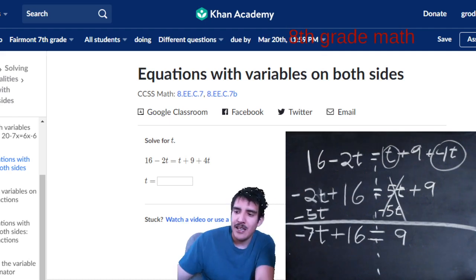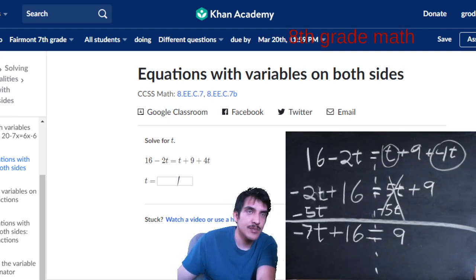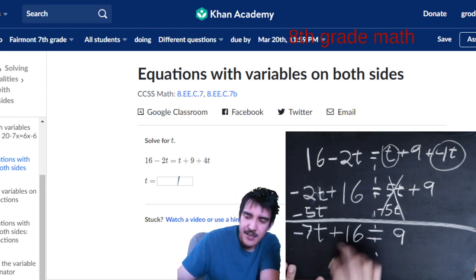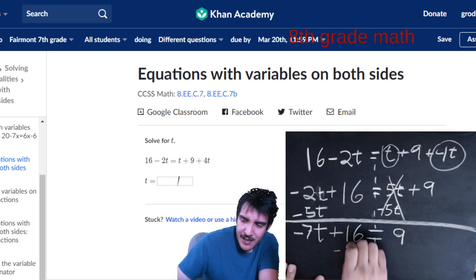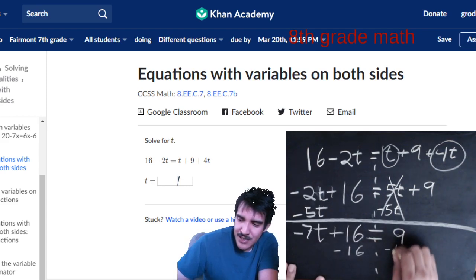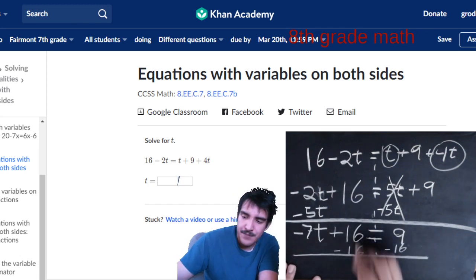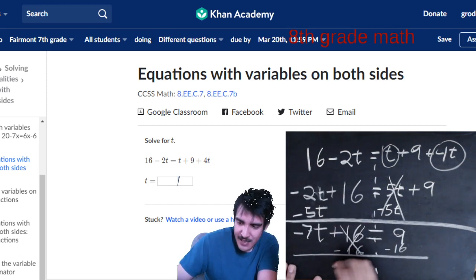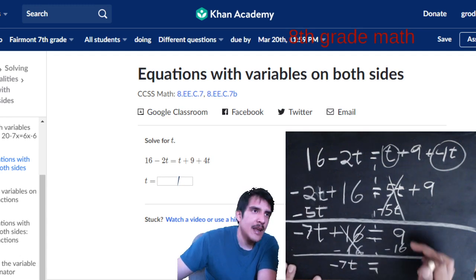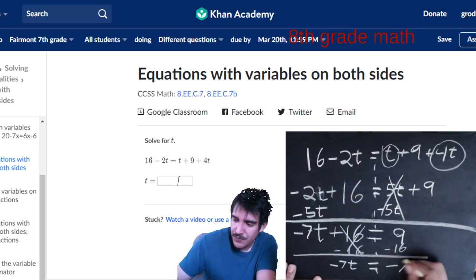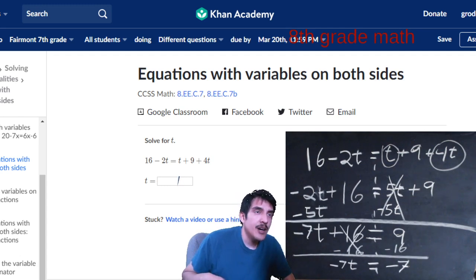We're almost to the end of our equation. Let me just move this a little bit. What do we need to do? We need to get rid of this 16, this plus 16. What's the opposite of plus 16? Minus 16. Minus 16. And let's do this. What's left on this first side is negative 7t equals, and then 9 minus 16. Well, I know 16 minus 9 is 7, so 9 minus 16 would be negative 7. Okay? Boomski. Are we done?